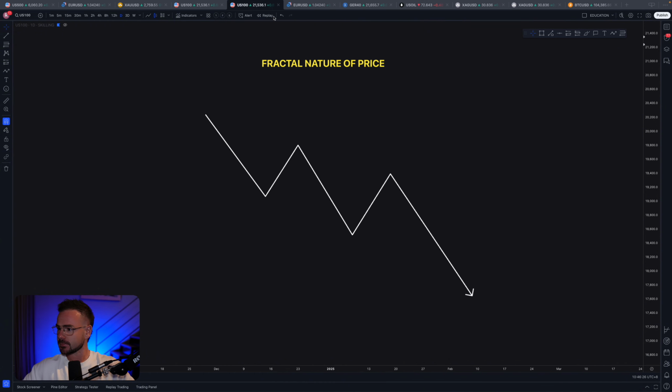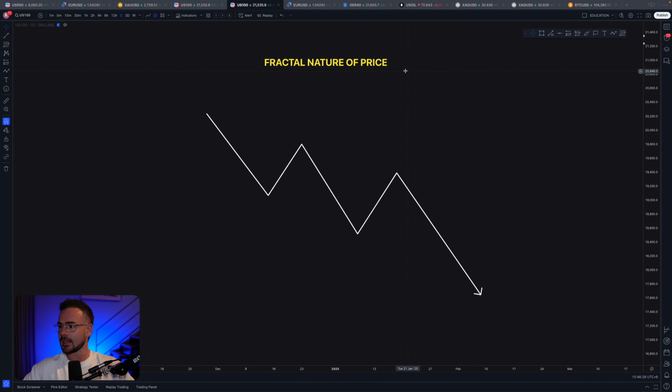Firstly, let's look at the fractal nature of price. This is a really important concept to understand, and it stretches your brain a little bit. Essentially, we see the exact same things happening on the higher time frames as we do on the lower time frames. Whether we're viewing a chart on the daily, the 4-hour, the 1-hour, or the 5-minute, we're actually looking at the exact same price action. We're essentially just zooming in further.